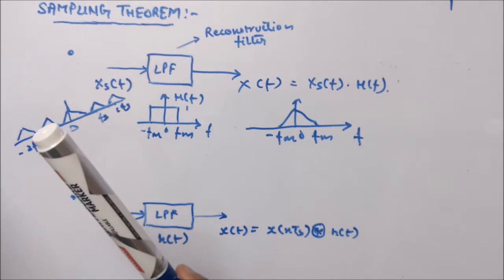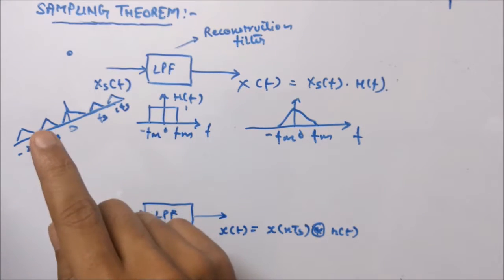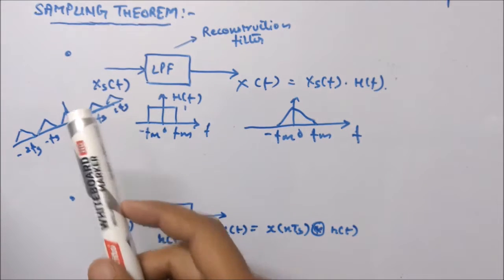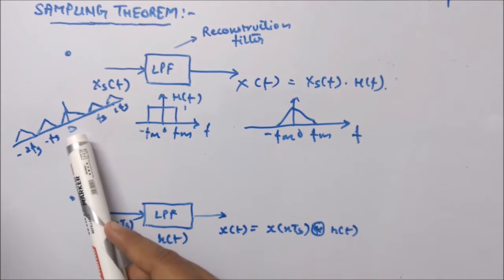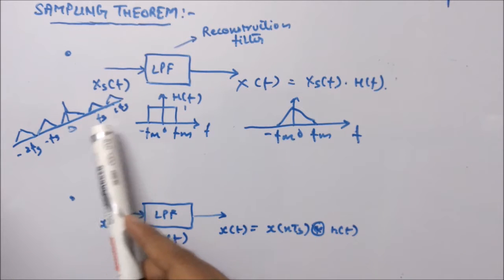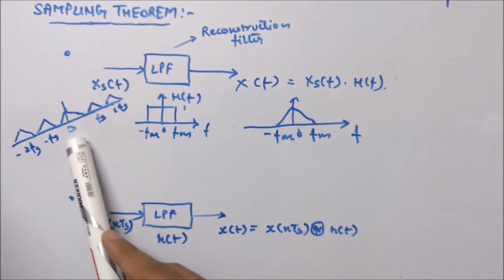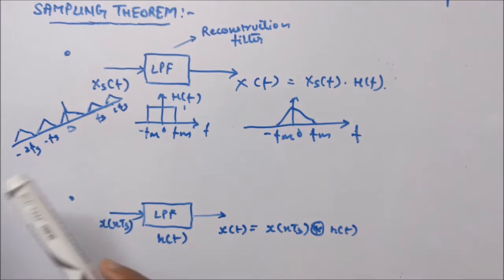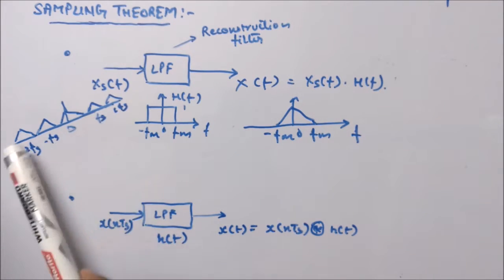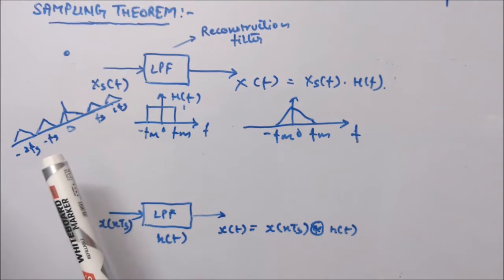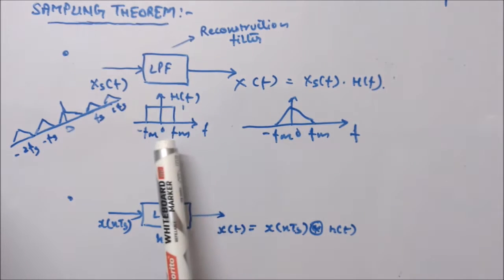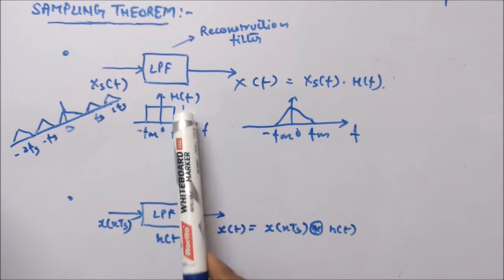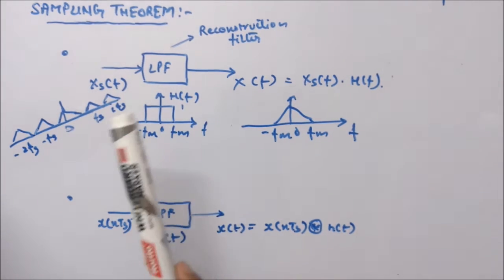If you follow the triangle function in the Fourier domain, the sampled signal looked like this. This triangle was at zero frequency, and it was repeating at every integer multiple of fs. So this was our XS of f. And your low pass filter's frequency response will look like this. Between minus fm to fm, its amplitude is 1, and it's in the frequency domain, you can see.